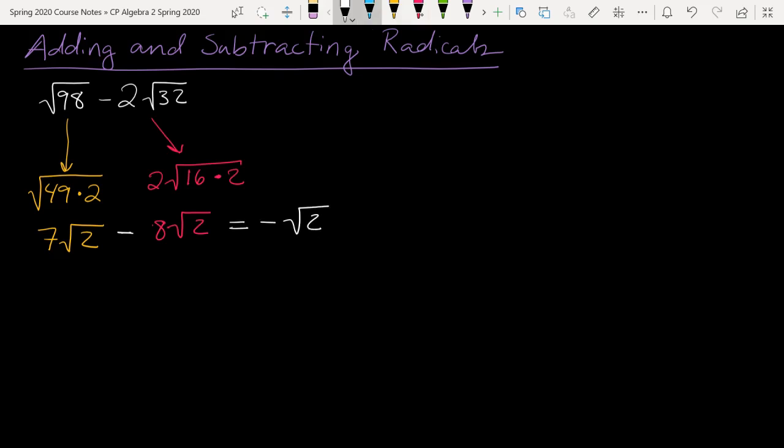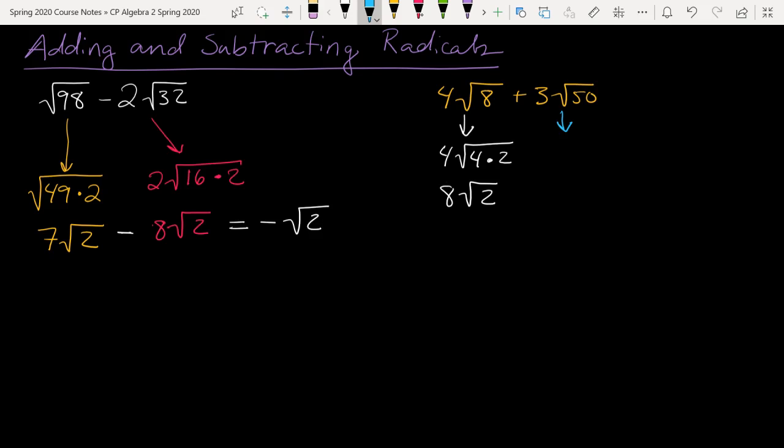Let's do one more quick example. Well, in this problem, let's once again simplify each side separately. The square root of 8, well, there's a 4 in there, 4 times 2, and that 4 is a perfect square, so we can pull that out front. How about 50? Well, we can break that down as well. That's just 25 times 2. 25 is a perfect square as well. It's the square of 5, so we can pull that 5 out in front.